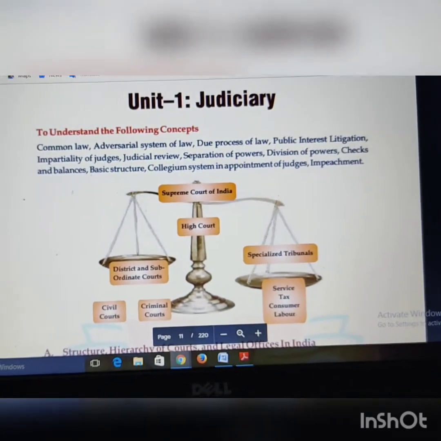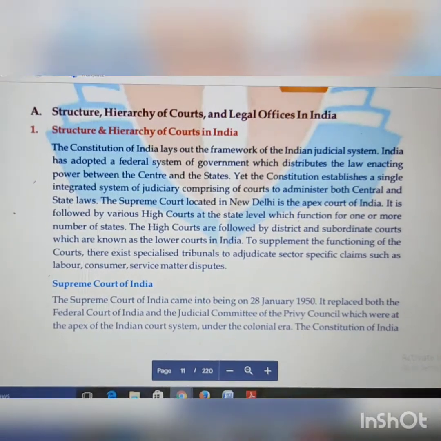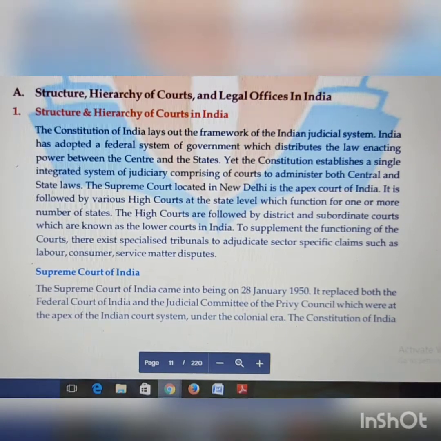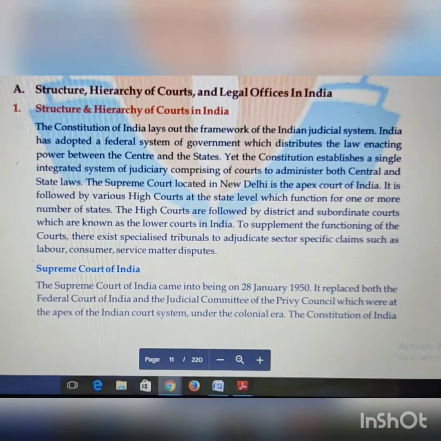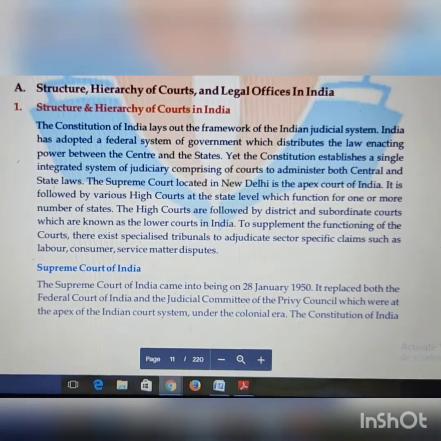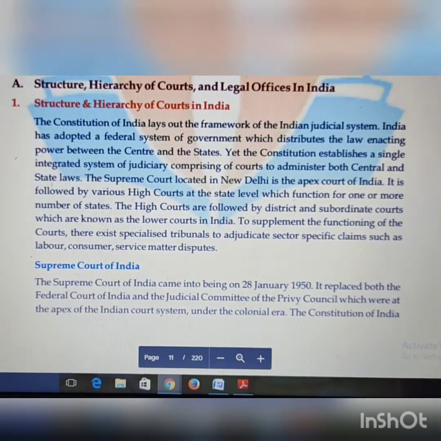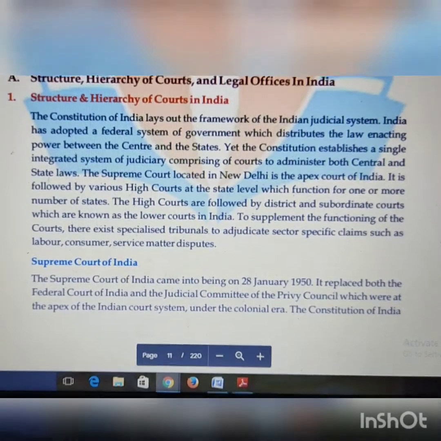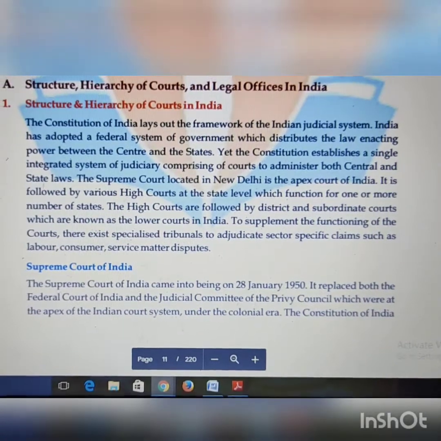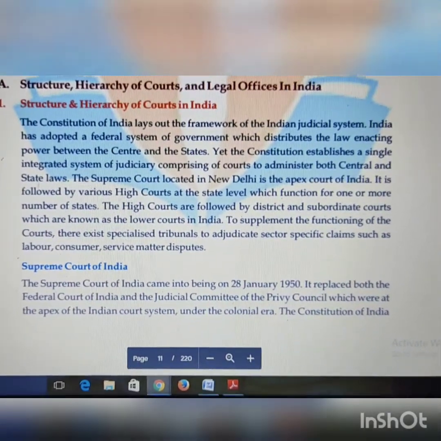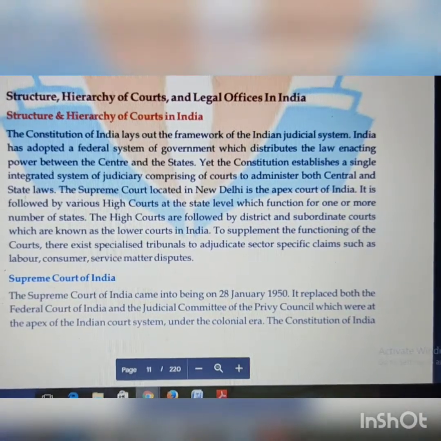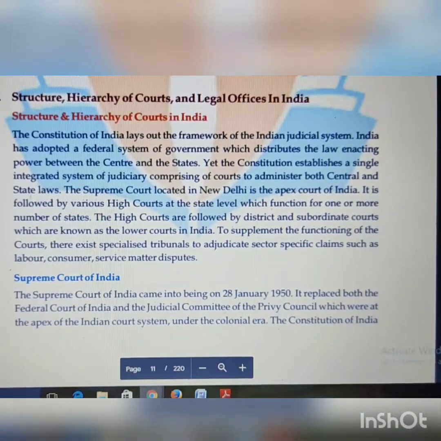Now let's proceed. Structure, hierarchy of courts and legal officers in India. The Constitution of India lays out the framework of the Indian judicial system. India has adopted a federal system of government which distributes the law enacting power between the center and the states. So what is federalism? The distribution of power between the center and the states, and federalism is also the distribution of power among the various organs of the government.